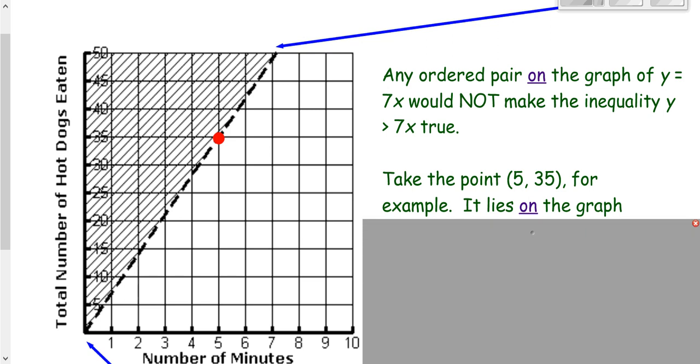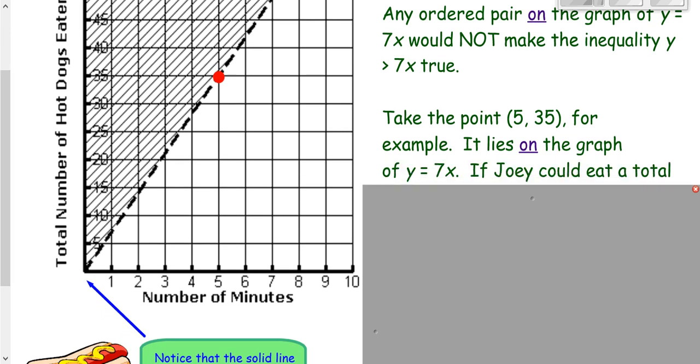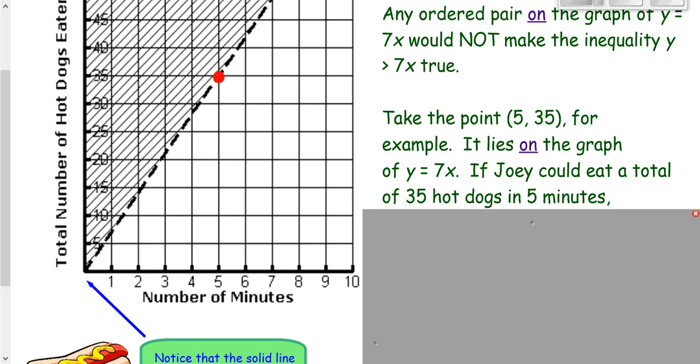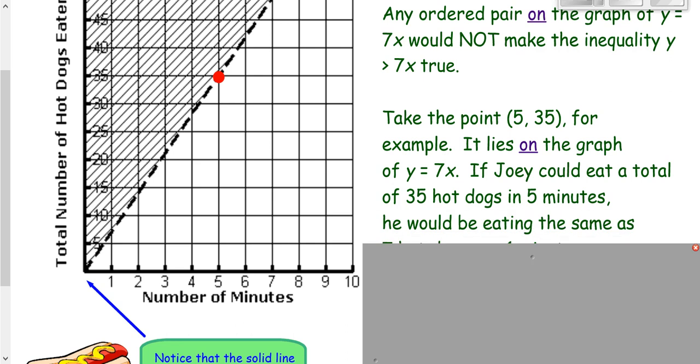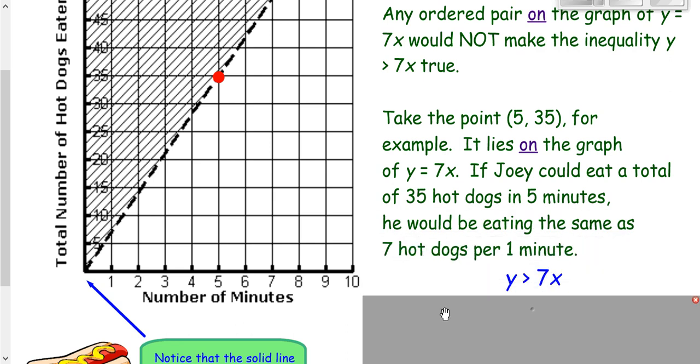Take the point (5, 35), for example. It lies on the graph. So my point right here. If Joey could eat a total of 35 hot dogs in 5 minutes, he would be eating the same as 7 hot dogs per minute.